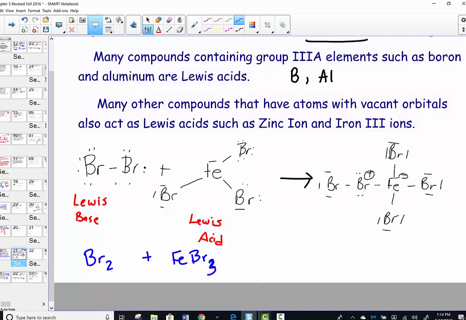Now, notice that bromine to bromine has a single covalent bond, and iron 3 bromide has an electron deficient iron. What I mean by that is it does not have a complete octet. It only has 3 bonds instead of 4, giving it an octet. A Lewis acid is electron deficient. It will accept a pair of electrons.